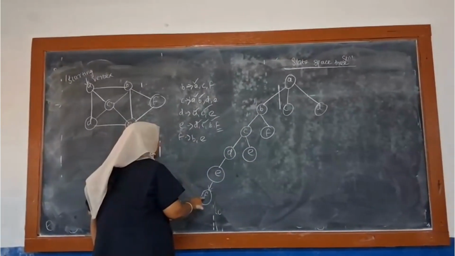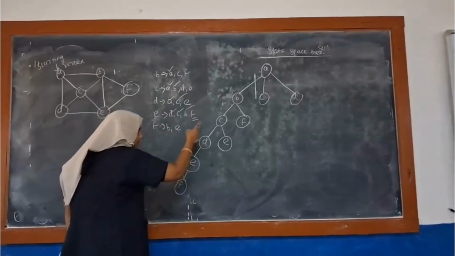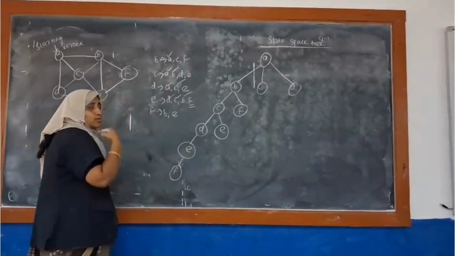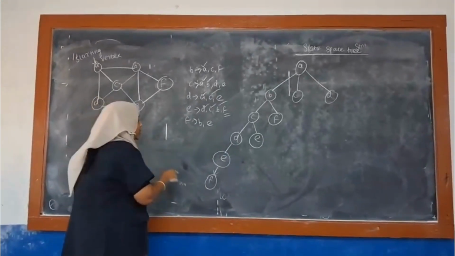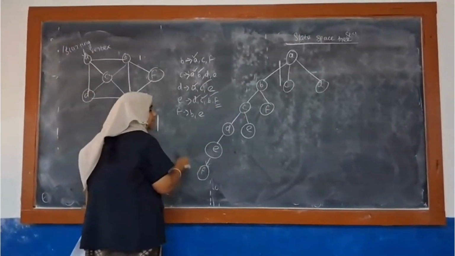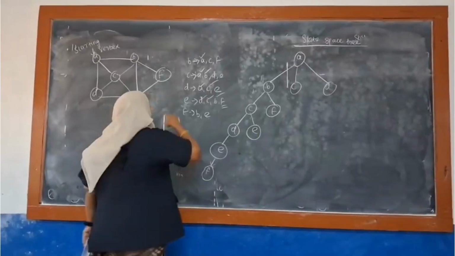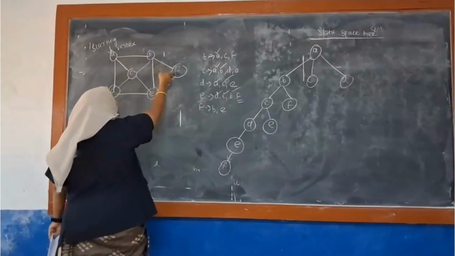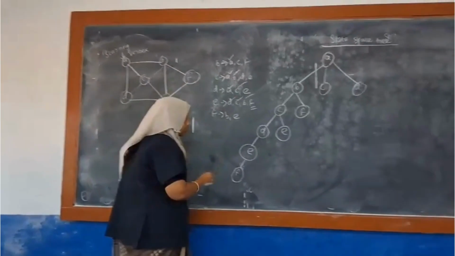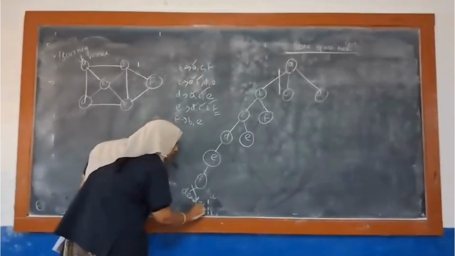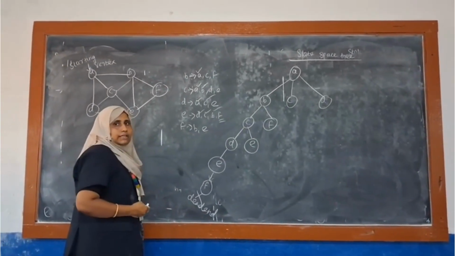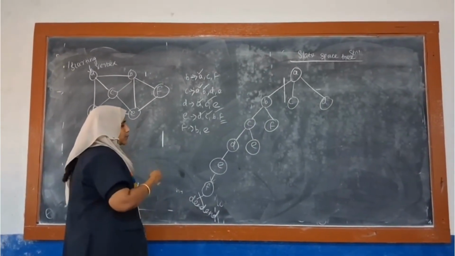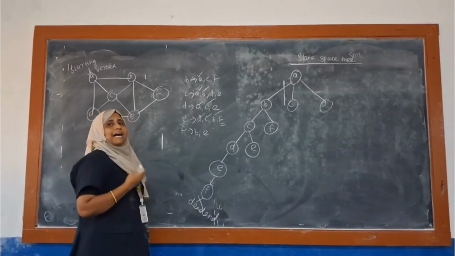Now after visiting all the nodes, I want to go back to the starting vertex, that is A. So I want to check whether there is any connectivity from F to A. Do you have any connectivity from F to A? No. This is your dead end. There is no further next level component. That's why I'm going to perform the backtracking.